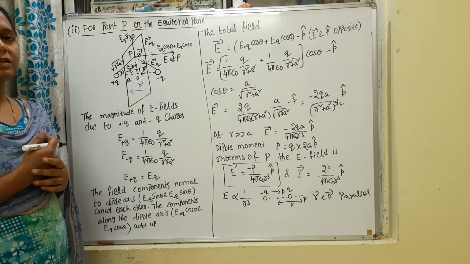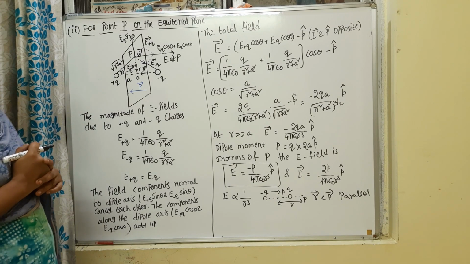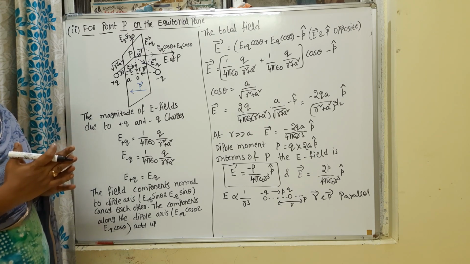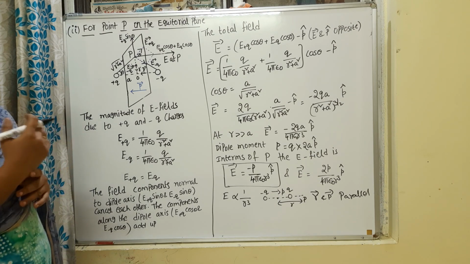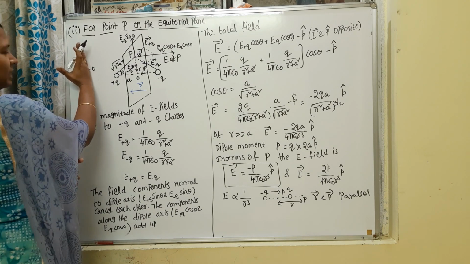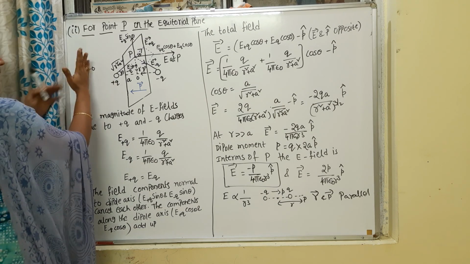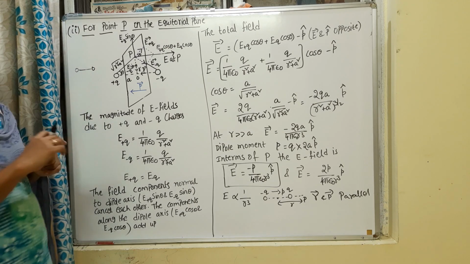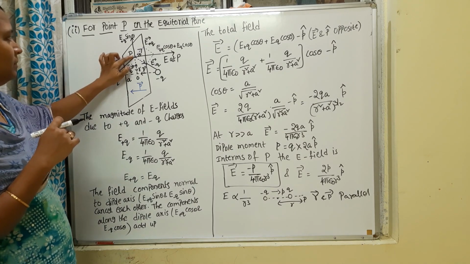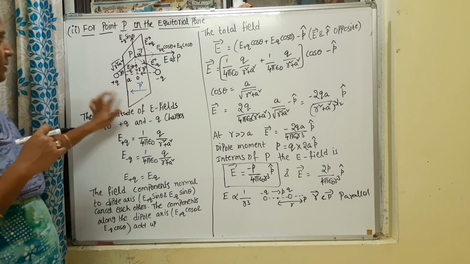So, the other case is for point P on the equatorial plane. The equatorial plane is nothing but a plane perpendicular to the dipole axis and must pass through the center of a dipole. So, if we have a dipole, this is nothing but a plane perpendicular to this dipole axis and must pass through the center of the dipole. Right. So, here we consider a point P lying in an equatorial plane. So, this is an equatorial plane.